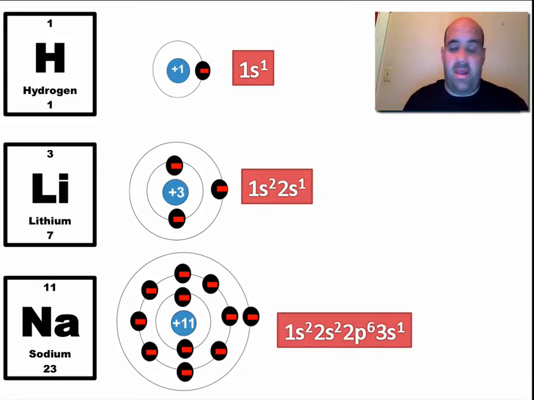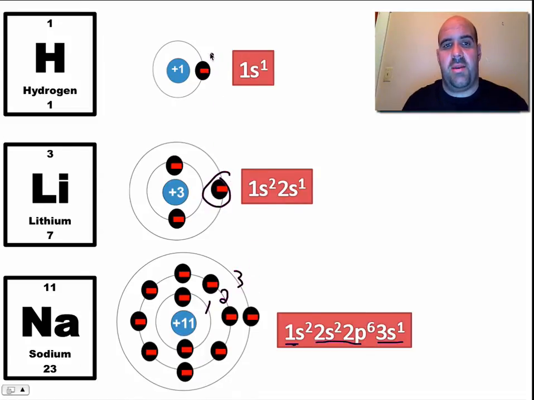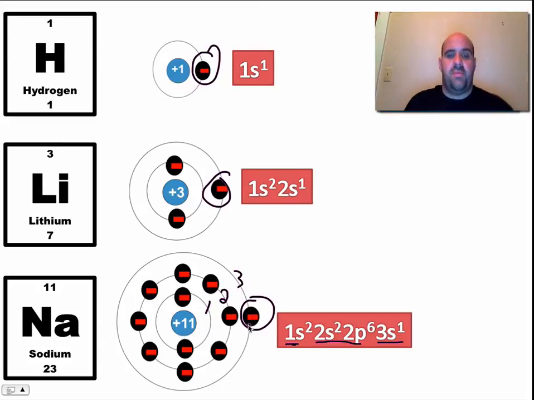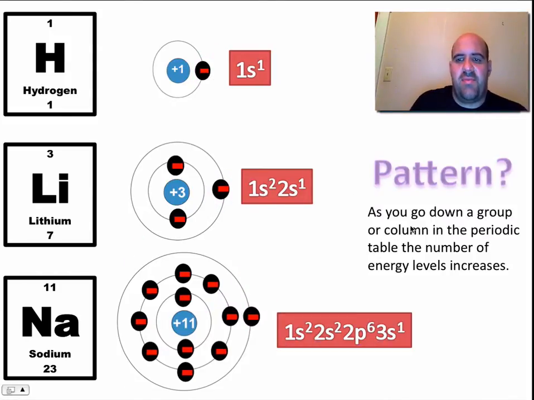Going down to sodium, now we have 3 energy levels: energy level 1, energy level 2, energy level 3. In each case, as you know, in column 1A, there's 1 valence electron, 1 outermost electron in the outermost energy level. The outermost shell has 1 electron. What do you notice in terms of a pattern as you go down the periodic table? The number of energy levels is increasing. As you go down a period in the periodic table, or down a row, you get an extra energy level with every jump.